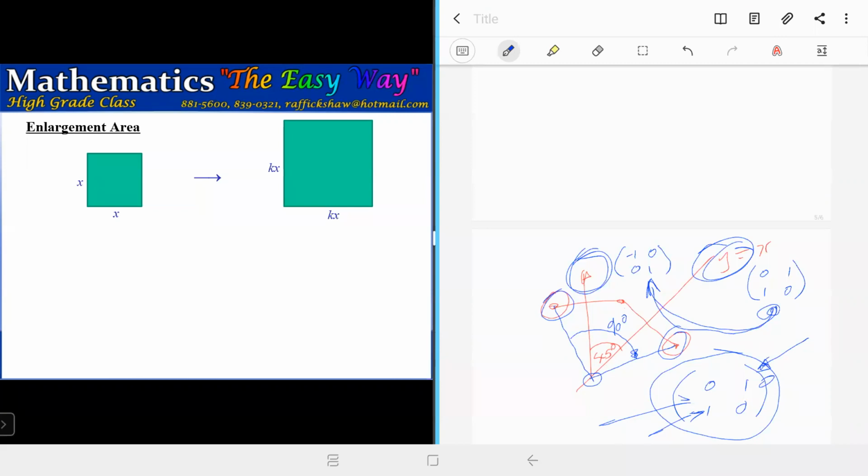Remember, this is the one topic where you can have two questions on the same paper. Two transformation questions can come on one exam.